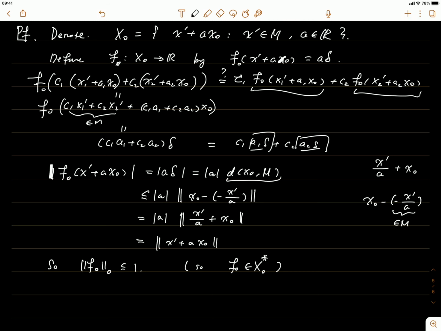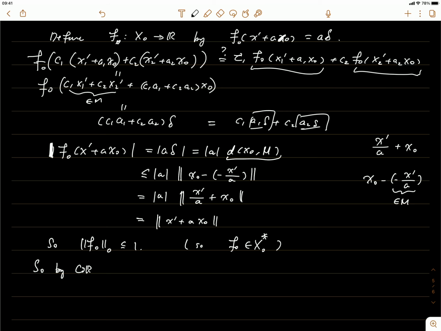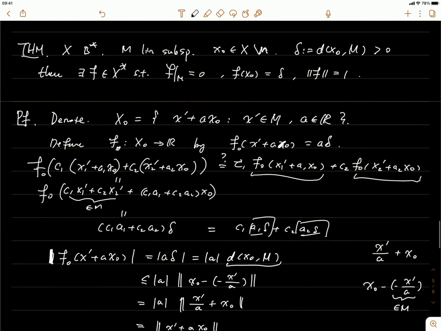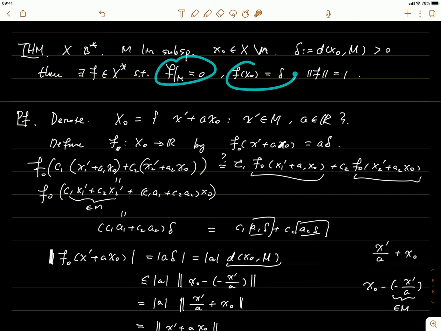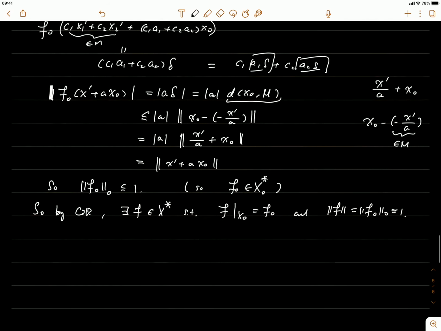Okay, and then by the previous corollary, I think the first corollary after the Hahn-Banach theorem, we know that there exists f in x star such that f takes the same value as f naught, and the norm of f is equal to the norm of f naught, which is equal to 1. Okay, but recall what we're trying to prove. We did prove this right now, and we just need to verify these two. Okay, just verify this and this.